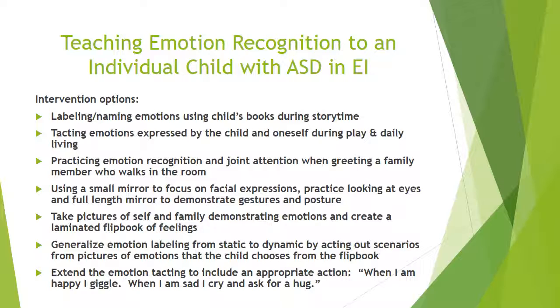Intervention options in my practice would include labeling emotions using child's books during story time, tacting emotions expressed by the child in self during play and daily living, practicing emotion recognition and joint attention when greeting a family member, using a small mirror to focus on facial expressions, practicing looking at the eyes, and full-length mirror to demonstrate gestures and posture, as well as teaching other component pieces such as tone and volume of voice in a variety of settings. Take pictures of self and family demonstrating emotions and create a laminated flipbook of feelings.